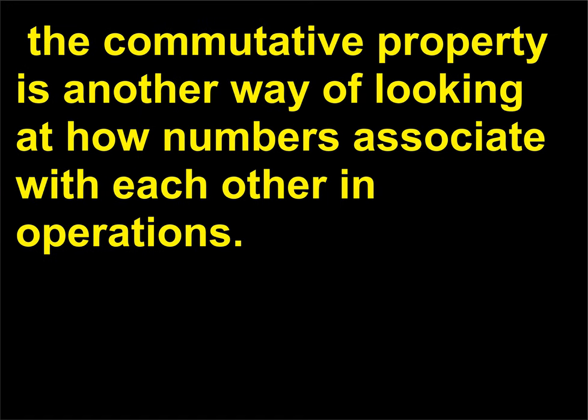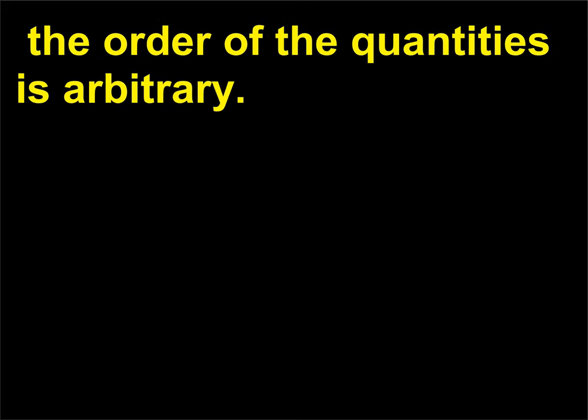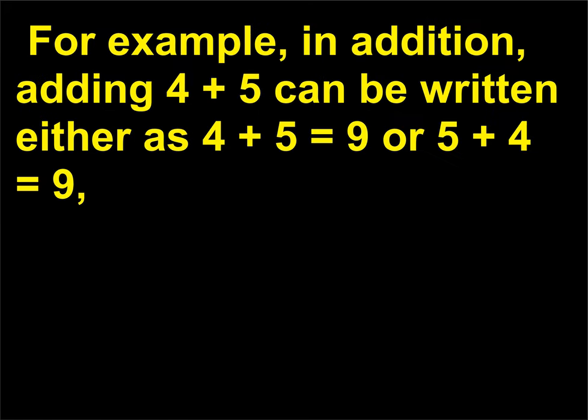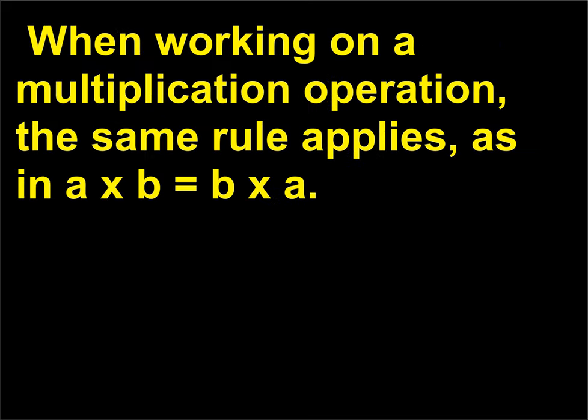Like the associative property, the commutative property is another way of looking at how numbers associate with each other in operations. In particular, this law holds that for a given operation that combines two quantities, the order of the quantities is arbitrary. For example, in addition, adding 4 plus 5 can be written either as 4 + 5 equals 9 or 5 + 4 equals 9, or expressed as a + b equals b + a. When working on a multiplication operation, the same rule applies, as in a x b equals b x a.